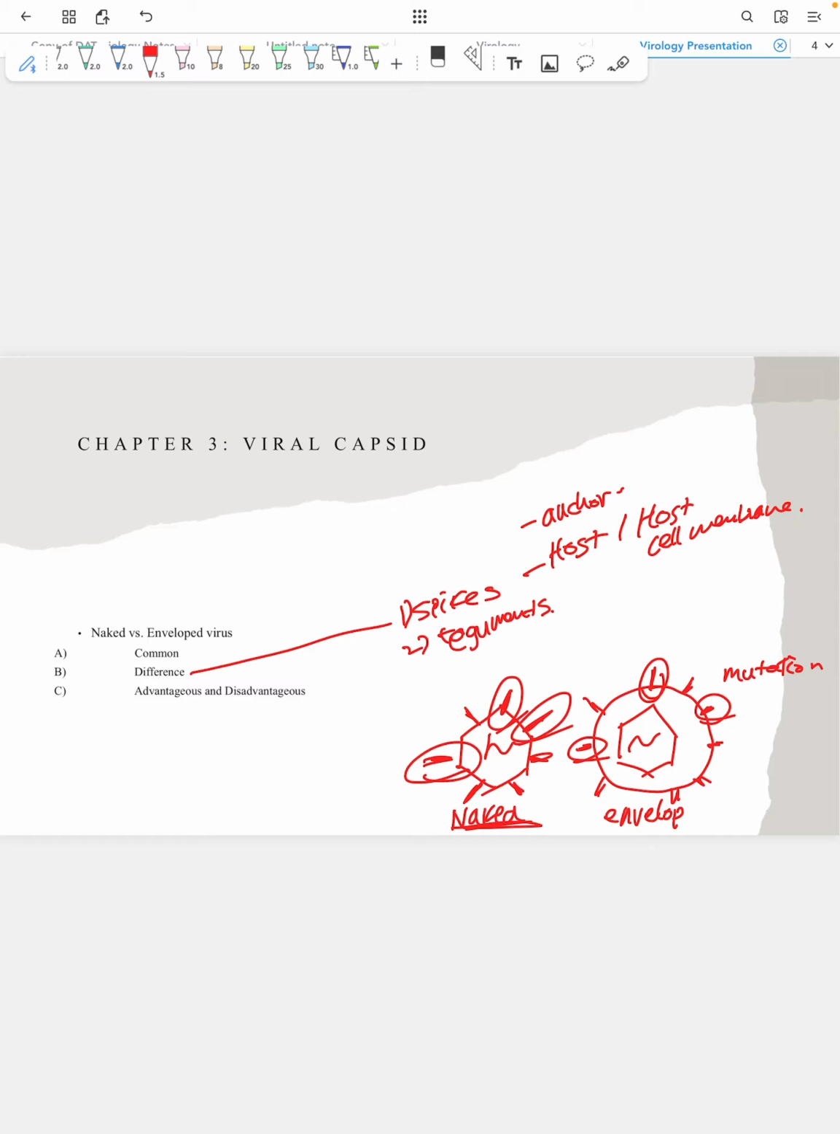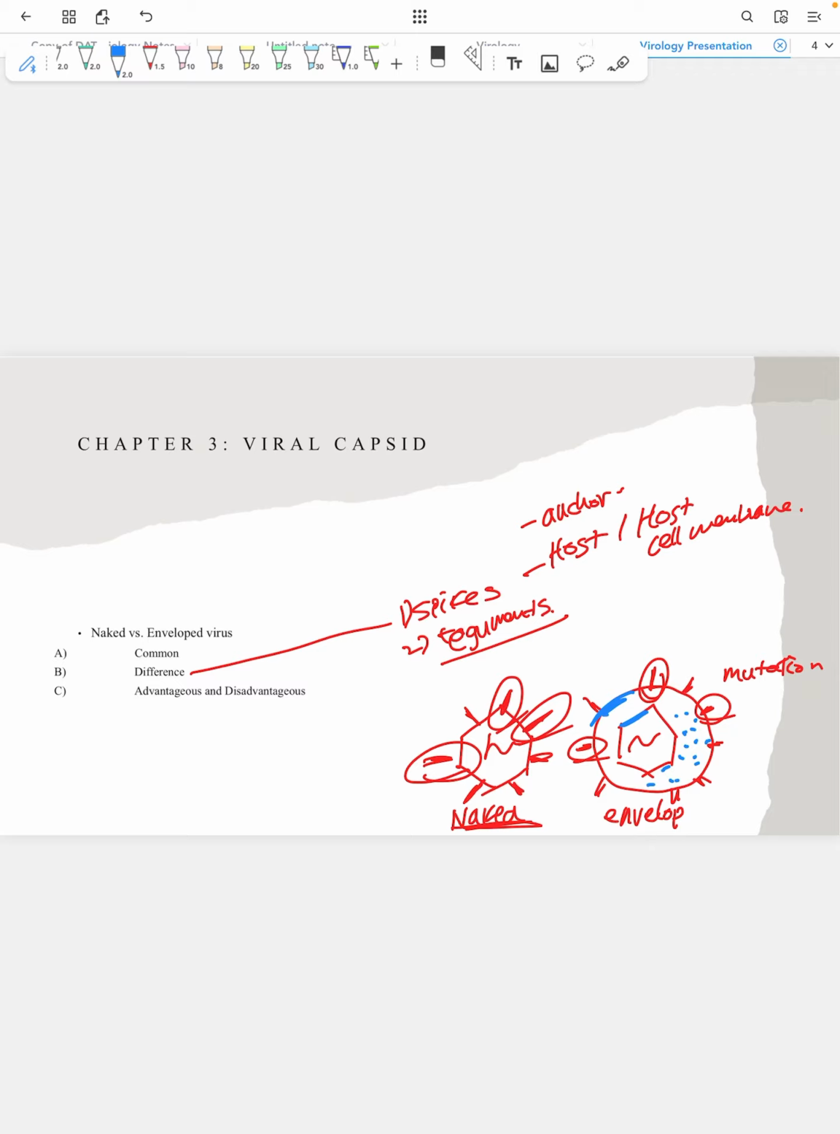Another difference that I mentioned is teguments. Teguments are located between the capsid and the envelope, so it will be around here. The function of the teguments is to stop the immune responses and keep the cell from apoptosis, which means cell suicide.